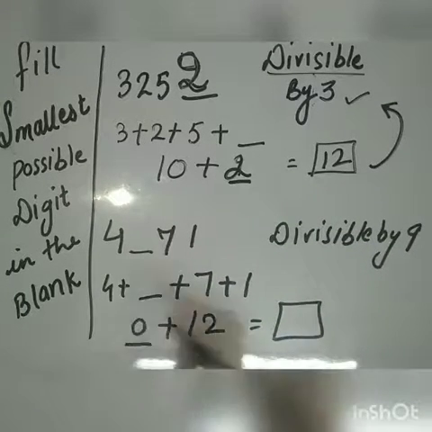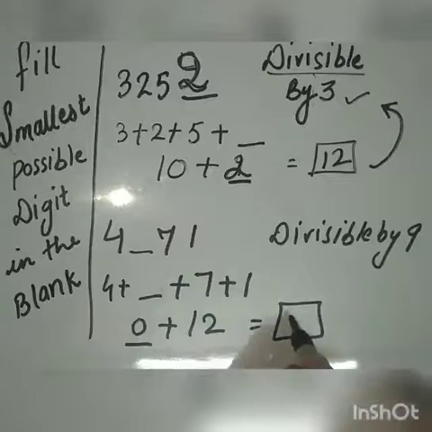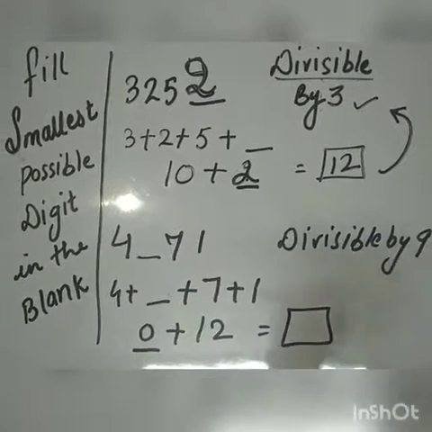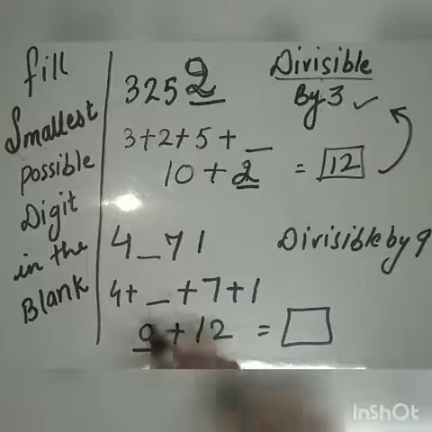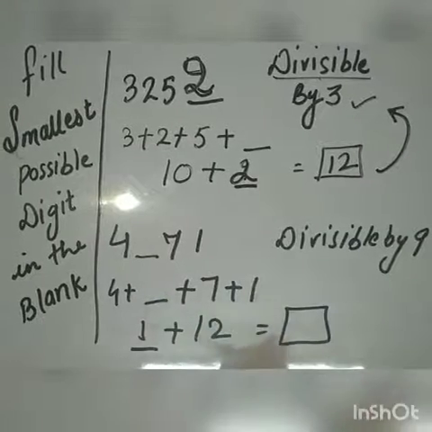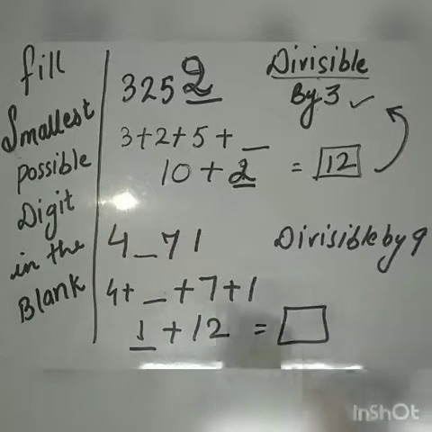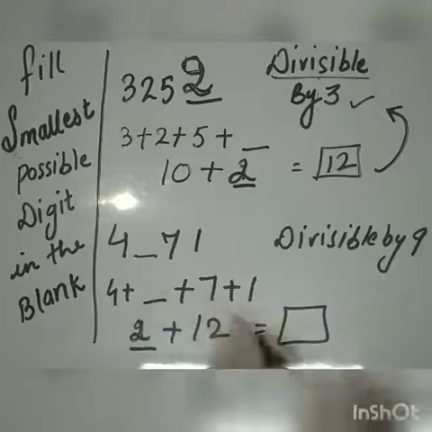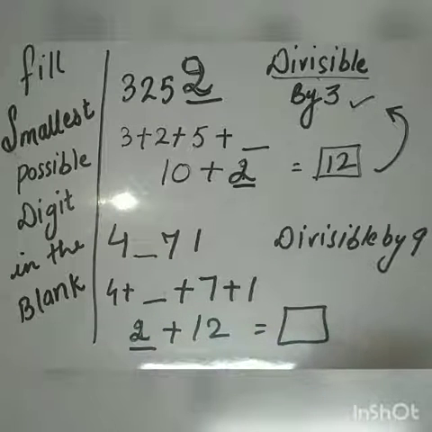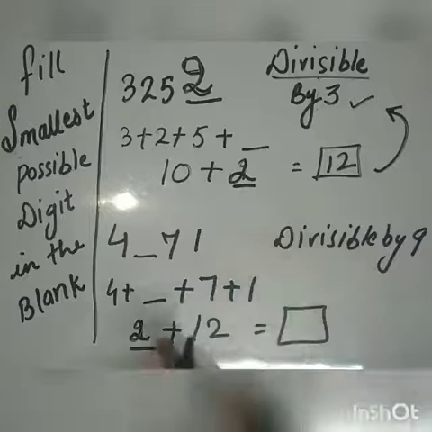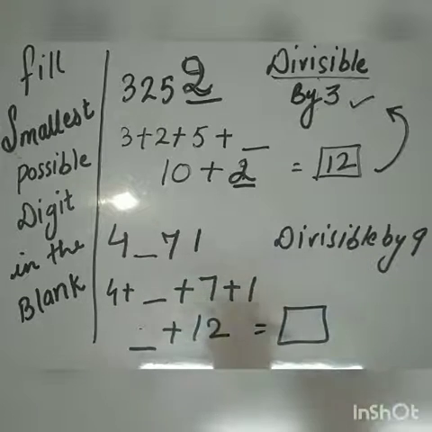If I put here 0, 12 plus 0 is equal to 12, which is not divisible by 9. If I put here 1, 12 plus 1 is 13, which is not divisible by 9. If I put here 2, 12 plus 2 is equal to 14, which is not divisible by 9. So what should be filled here?